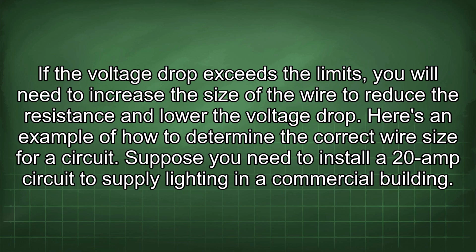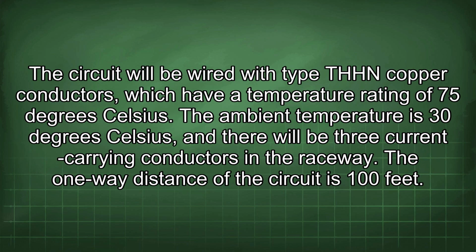Suppose you need to install a 20 amp circuit to supply lighting in a commercial building. The circuit will be wired with type THHN copper conductors, which have a temperature rating of 75 degrees Celsius. The ambient temperature is 30 degrees Celsius, and there will be 3 current-carrying conductors in the raceway. The one-way distance of the circuit is 100 feet.